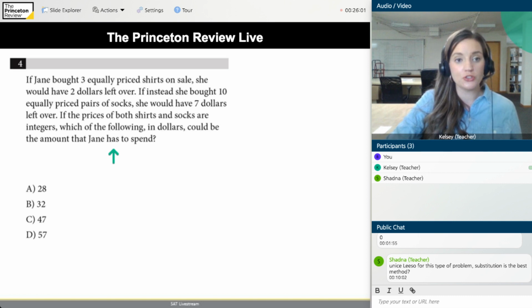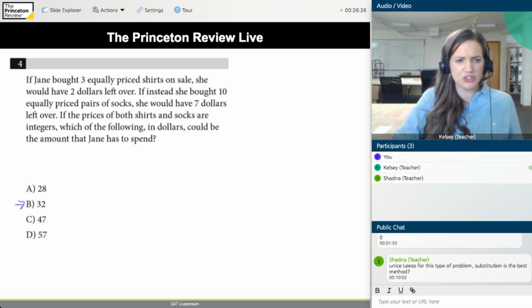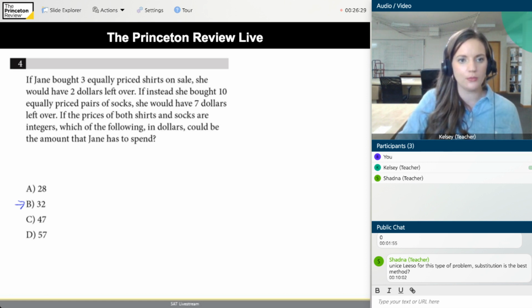Same approach here, because we're looking for a number, which could be the amount. What is the value? And we've got numbers here in the answers. So even though there's some more moving parts here than we saw in the last problem, we're going to do the same thing that we've done. We're going to pick an answer and see if it works. So let's try B here. Let's start in the middle. So if 32 is the answer, that represents how much spending money she has, right? How much was the amount that she had to spend?